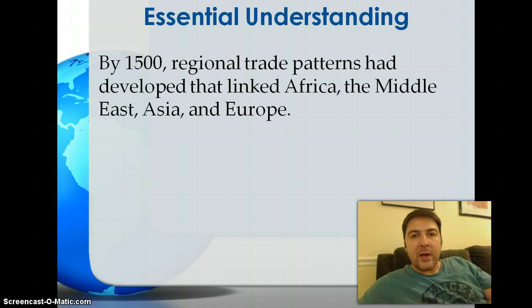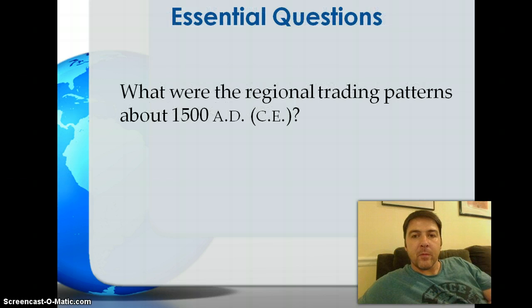These regional trade patterns that we're going to see in this presentation established links of people, products, ideas that moved along these trade patterns. Our essential question, pretty much a map standard: what were the regional trading patterns around 1500 AD? Your job's really to be able to identify on a map and explain where these trade routes went.